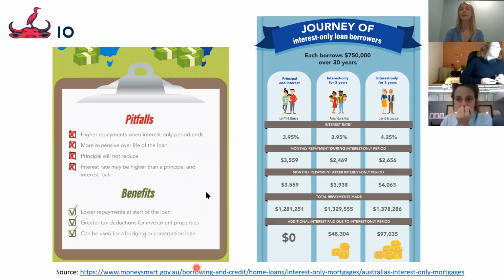Now, as to the benefits, you have lower repayments at the start of the loan, which is great, greater tax deductions for investment properties, and it can be used for a bridging or construction loan or whatever you want it to be to keep reinvesting it. So I do see a benefit in interest only if I'm going to be using that money to keep investing. Otherwise, I would stay clear from it.